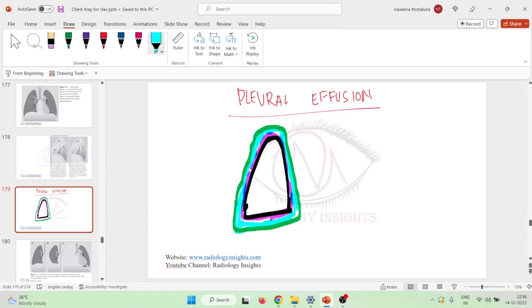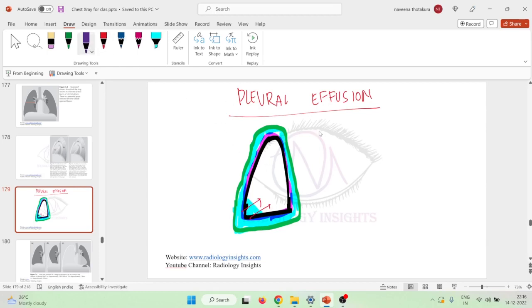Now, what happens in pleural effusion is that this fluid which is present will increase, thus pushing or compressing the normal lung.